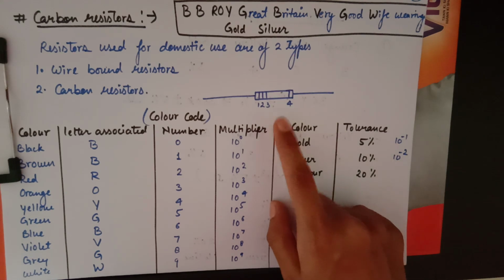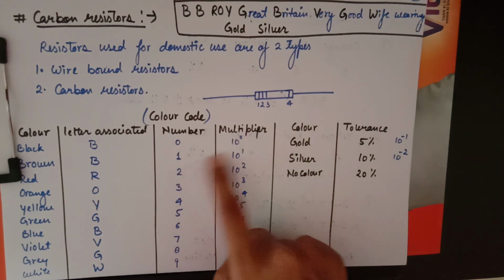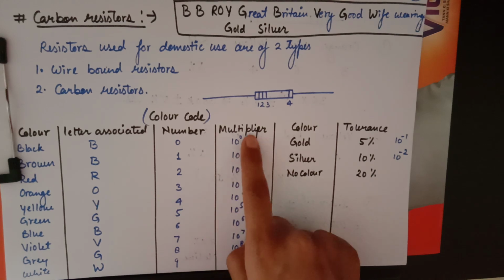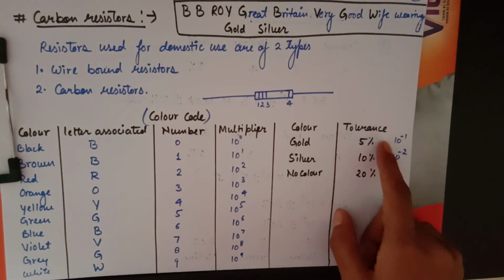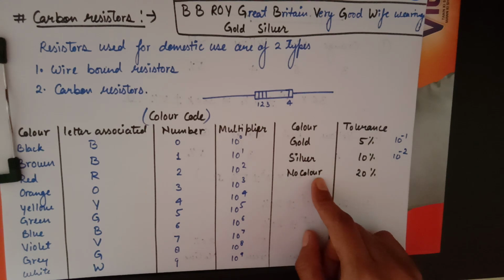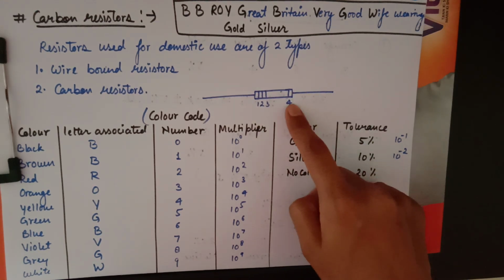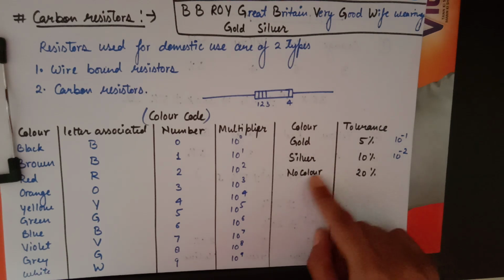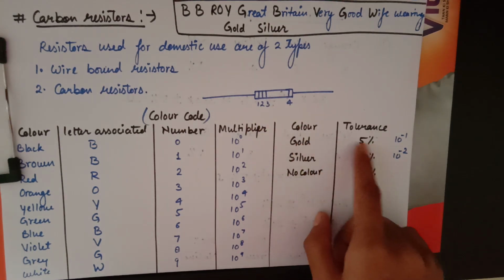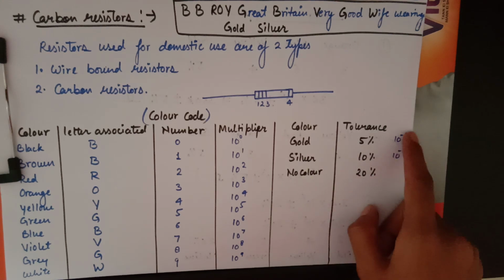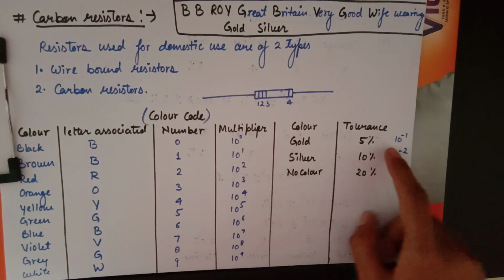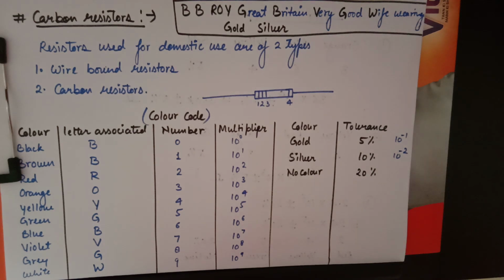Then the multiplier would be 10 raised to power 0, 10 raised to power 1, 10 raised to power 2, and in this way. And tolerance is only for gold, silver, and if there is no color, there would be only silver color or gold color, or there will be no color in the resistor. So tolerance is for gold, silver and no color. And this is the multiplier for gold and silver, that is 10 raised to power minus 1 and 10 raised to power minus 2. So with the help of this table, we can decode the value of any resistor, or we can find out what will be the colors in the resistor if we form the carbon resistor.